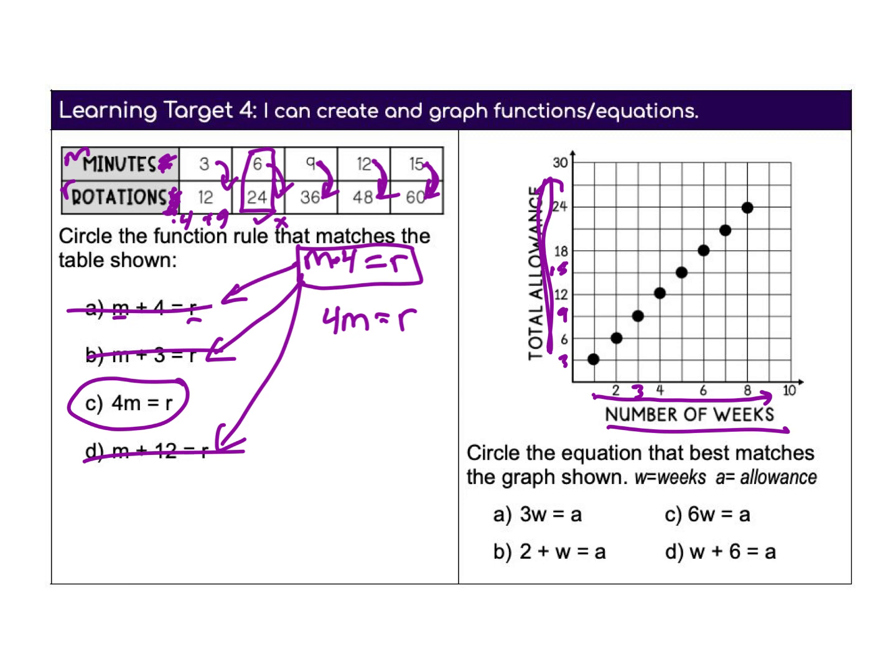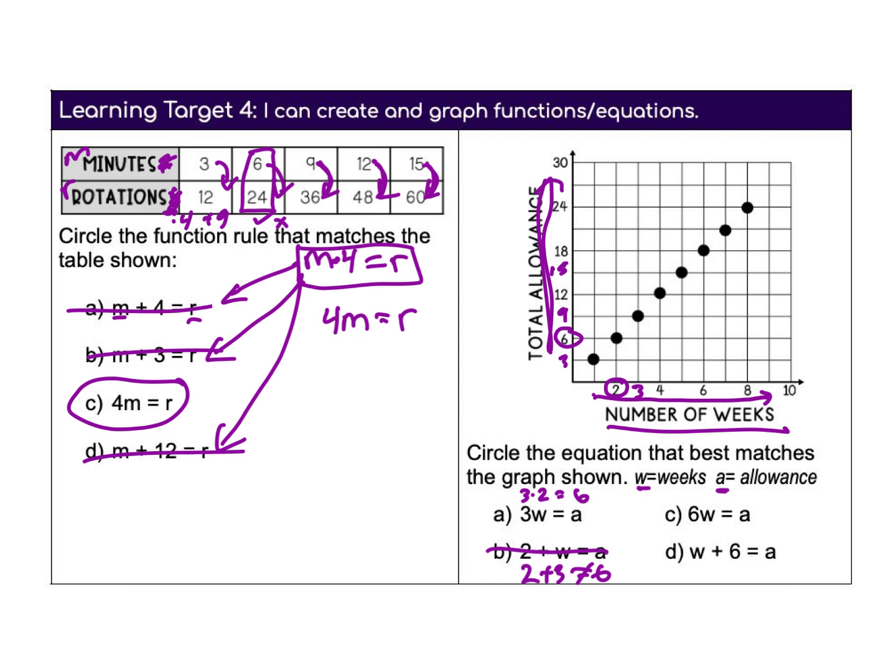This says circle the equation that best matches the graph shown. So we're going to call W weeks and A allowance. So when my W is, let's say, 2, the number of weeks is 2, my allowance is 6. So let's try plugging those in. If I plug in a 2 for weeks, 3 times 2, oh, look at that, I get 6. Okay, so the first one works. If the first one works, it doesn't mean it's the only one that works, so let's go ahead and check the other ones. 2 plus 3, that does not equal 6, so it's not B.